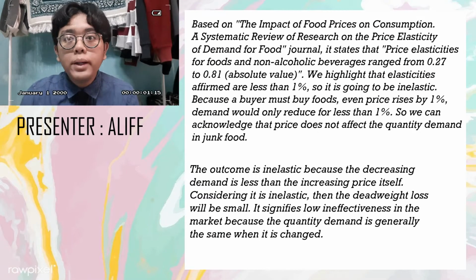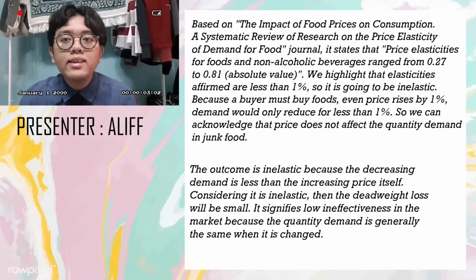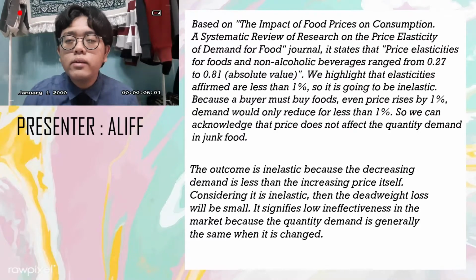Based on the impact of food prices on consumption, a systematic review of research on the price elasticity of demand for food states that price elasticities for foods and non-alcoholic beverages range from 0.27 to 0.81 in absolute value. We highlight that the elasticities are less than 1, so it's going to be inelastic because a buyer must buy foods. Even if price rises by 1%, demand will only reduce by less than 1%. So we can acknowledge that price does not affect the quantity demanded of junk food. The outcome is inelastic because the decrease in demand is less than the increase in price itself.